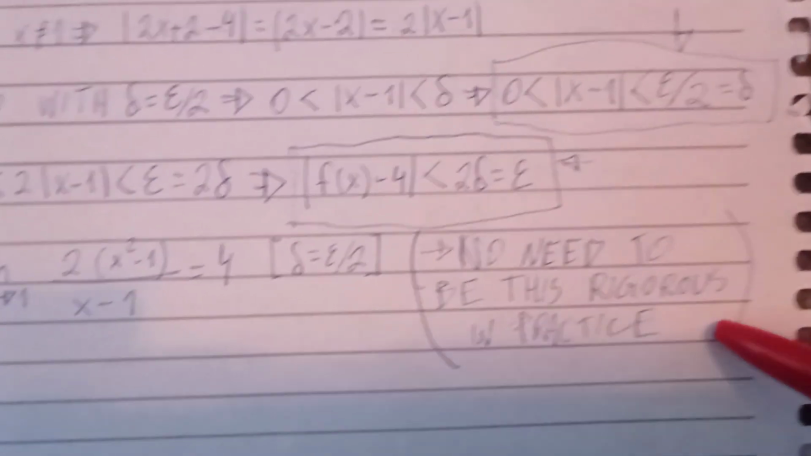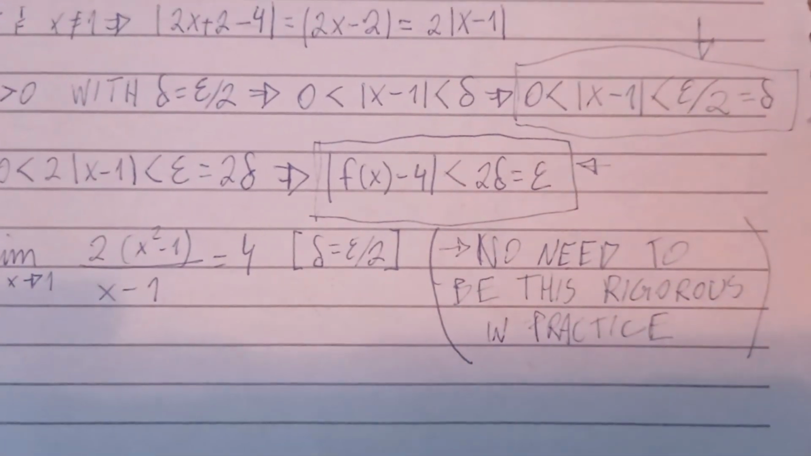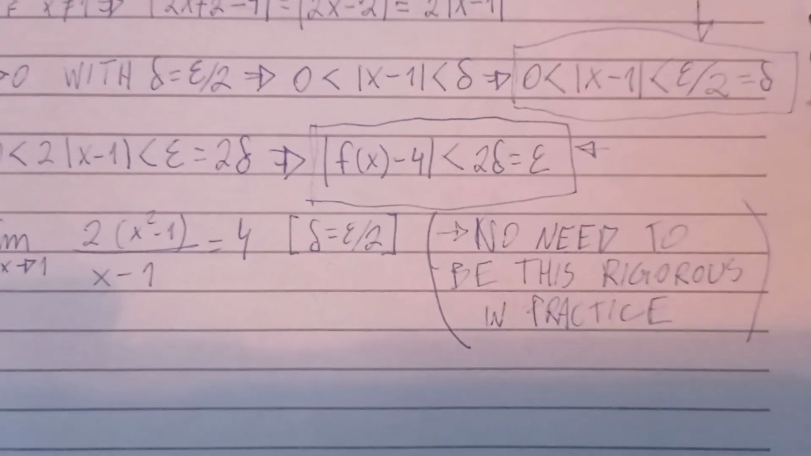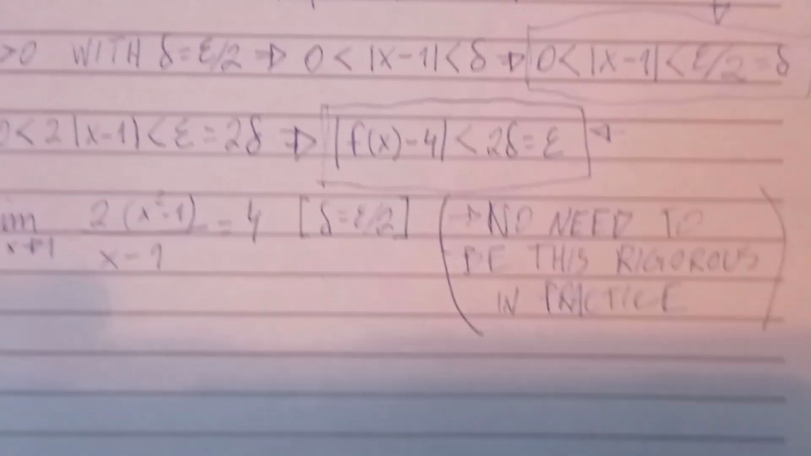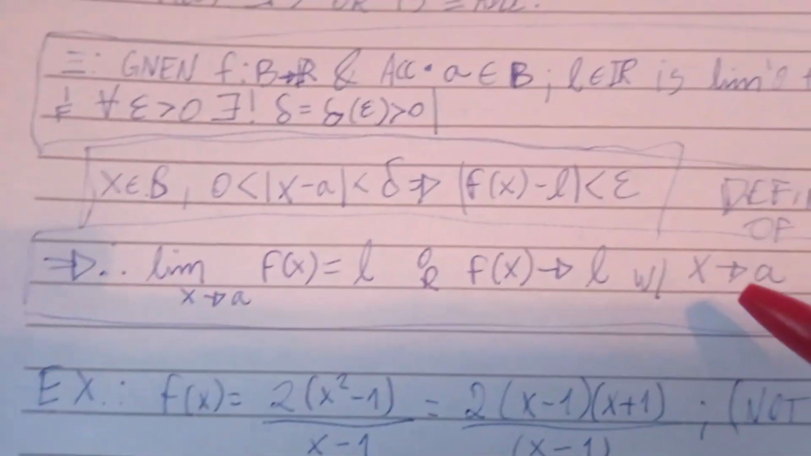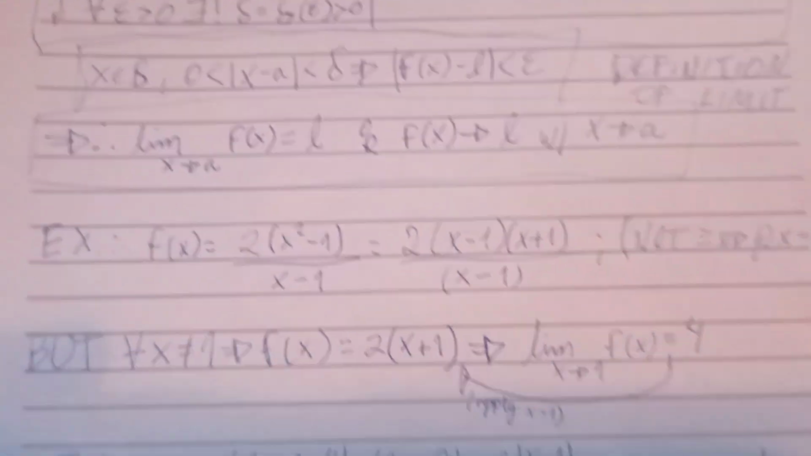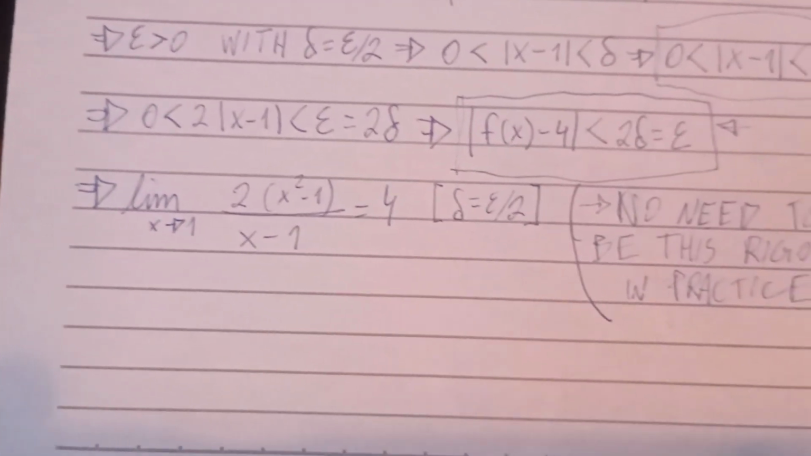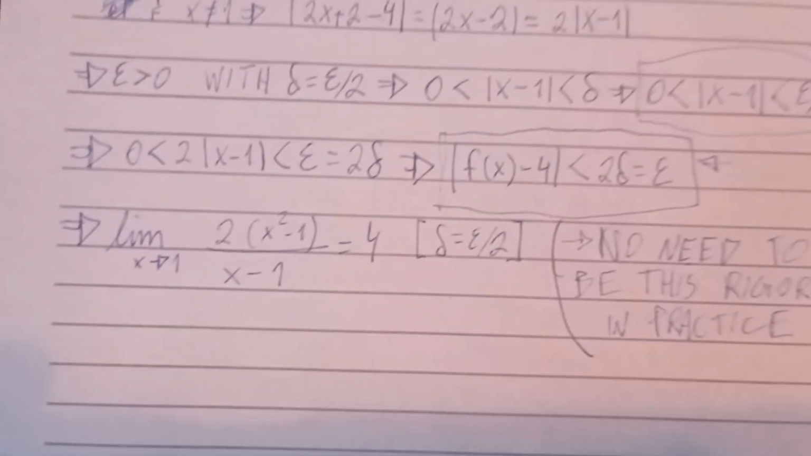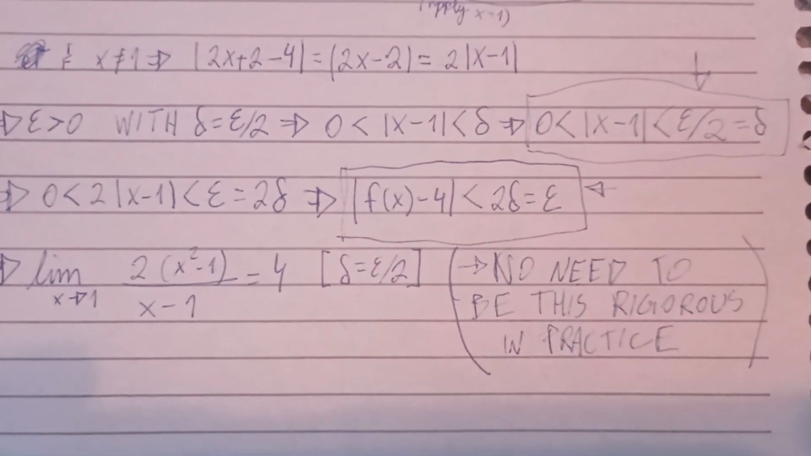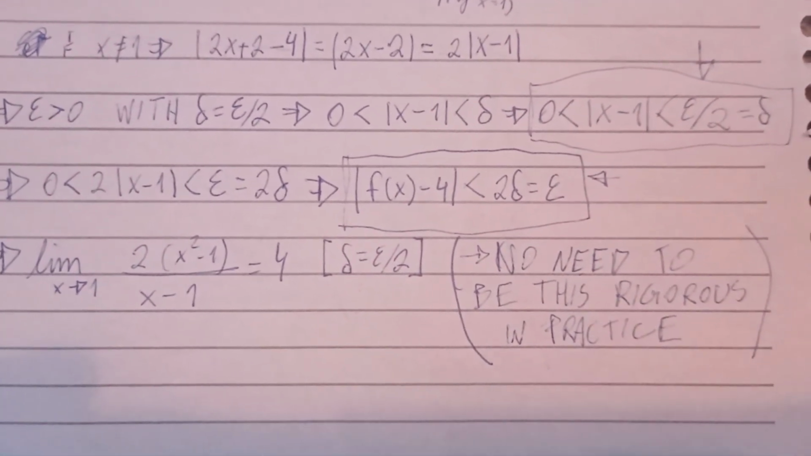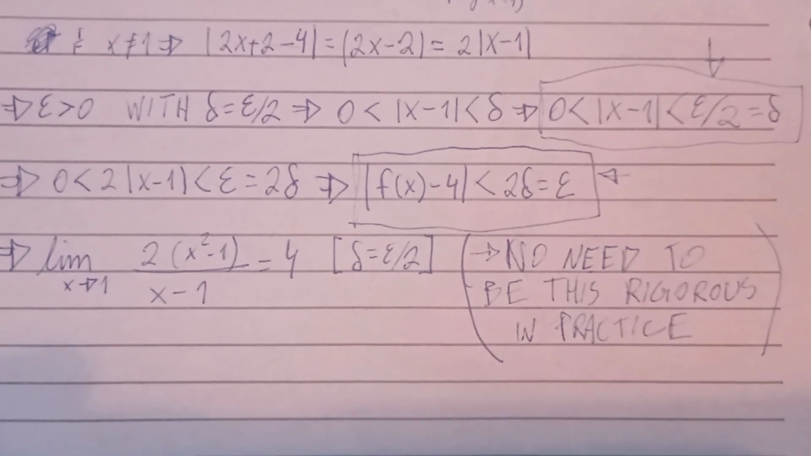But in practice, we rarely need to do the rigorous proof. This is just the rigorous proof of what the limit is by using the definition. But we don't usually need to do that. And I'll give an example of what to do more usually, and then I'll talk about properties of limits.